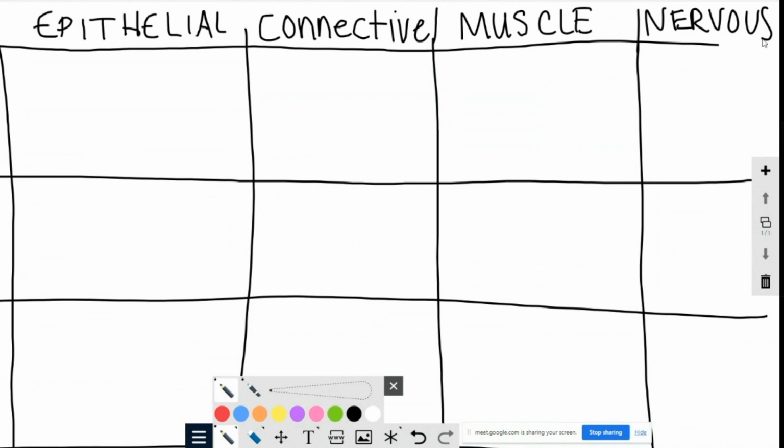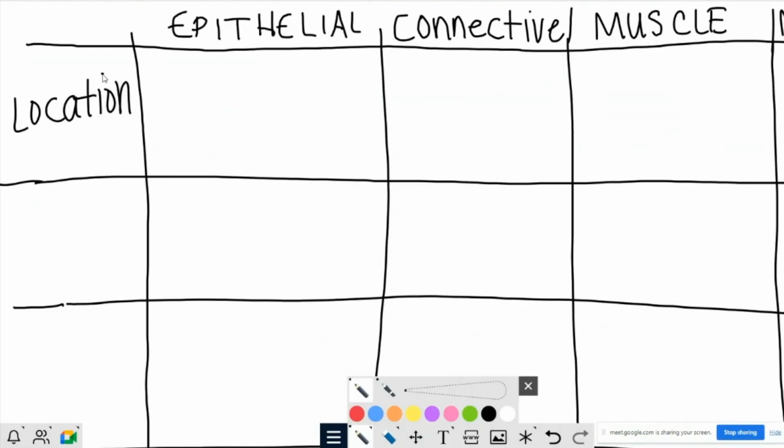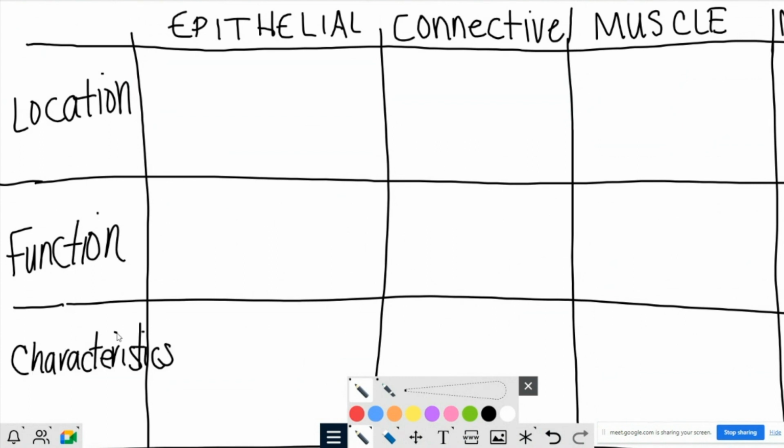They vary somewhat, but they do have some basic characteristics that ring true, and we'll share those. So let's start with location, then we'll move to function, we'll go to characteristics, and we'll finish with examples.